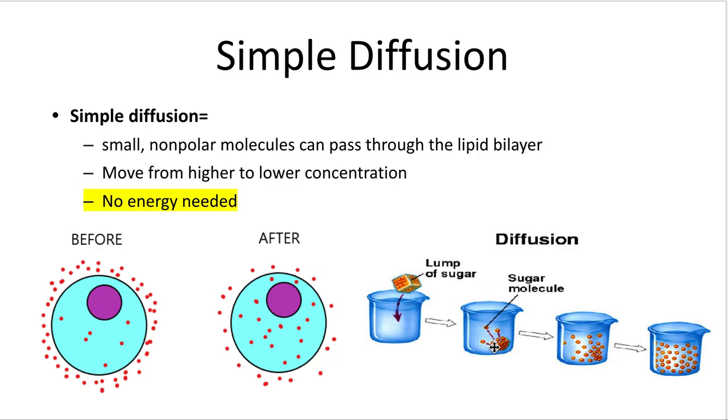They go from where they are more concentrated in that clump to where they are less concentrated, which is the other parts of the beaker. And over time, the sugar is going to dissolve and it's going to spread out evenly throughout the entire beaker. That's called diffusion. No energy is required for diffusion. The sugar will just spread out on its own. The molecules will just come into the cell on their own.